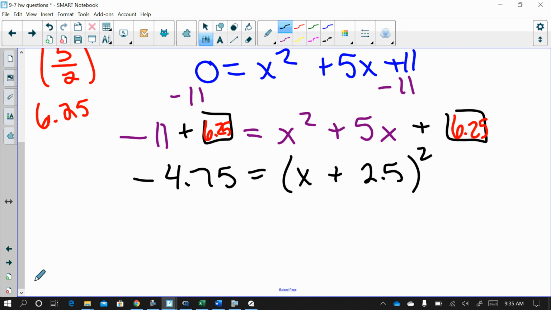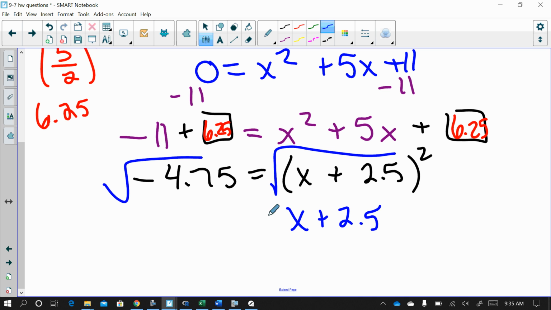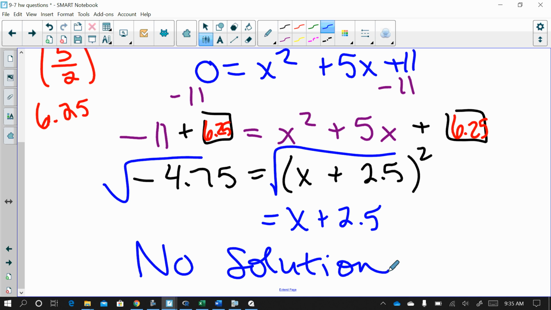If I keep going, I need to take the square root. Over here, easy, x plus 2.5. Over here, uh-oh, I have a negative under the radical. What does it mean when I have a negative under the radical? Can you think of a number times itself that gives you a negative? Absolutely not. So we can stop here. No solution. If I graph these, they would not touch. Hopefully 28 is a little bit better now.